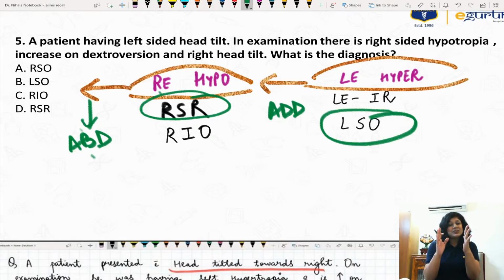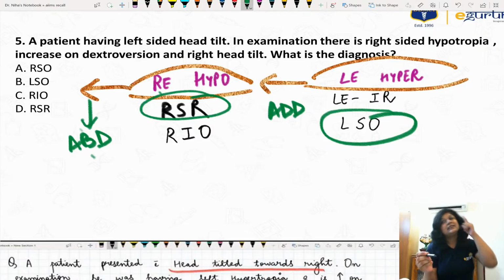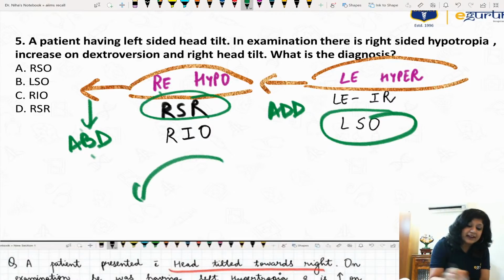So patient is showing compensatory head tilt to compensate what? Diplopia. So obviously he will not tilt his head in which it is increasing. He will tilt his head in which it is decreasing. So if he is doing compensatory head tilt towards the left side, that means it will increase in the right head tilt. So what will happen? Right head tilt means like this. So this is right head tilt.